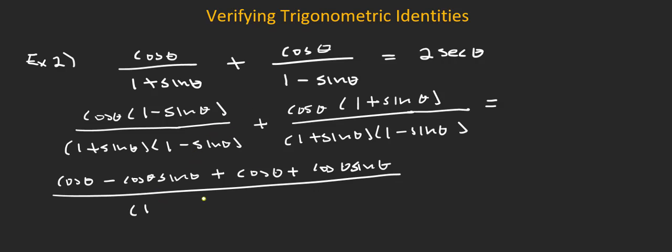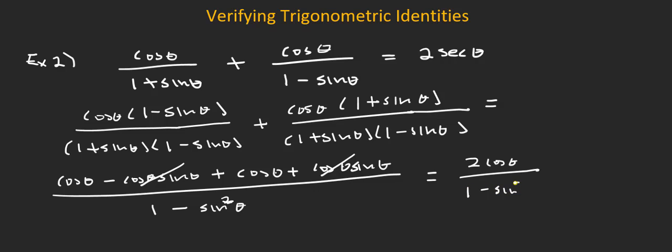Now let's multiply this right here. What is 1 plus sine theta times 1 minus sine theta? Well, that's going to be 1 minus sine squared theta. When you multiply this out, you're going to cancel out the middle terms. What happens over here? These two cancel out, they are opposites. So you end up getting 2 cosine theta over 1 minus sine squared theta.